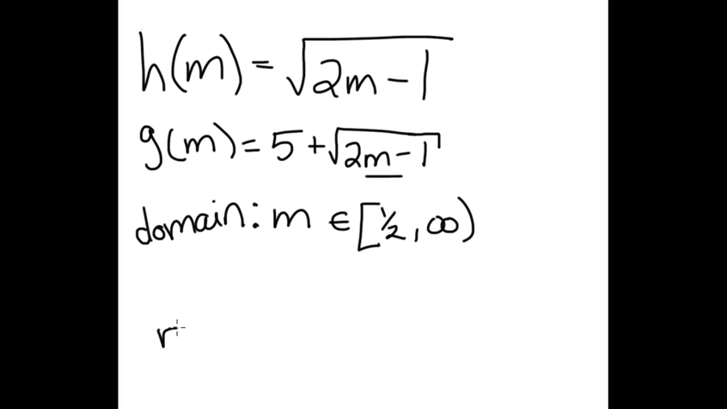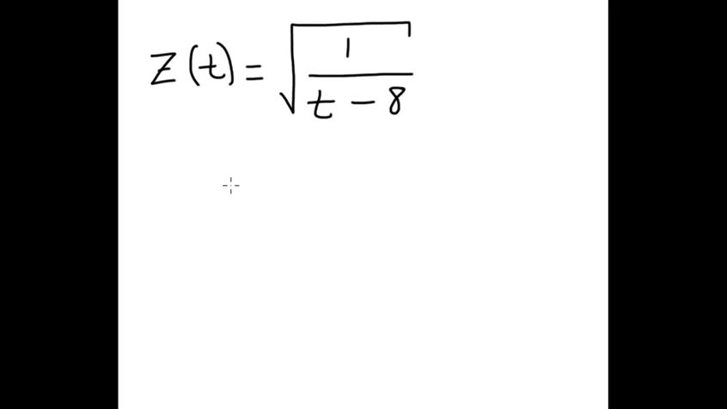The range, on the other hand, has changed. So before, we saw that the square root is going to produce positive or 0 numbers, but then we add 5 to that, which produces a range. Instead of going from 0 to positive infinity, now the function g of m goes from positive 5 to positive infinity. For a final example, let's consider this function z of t.